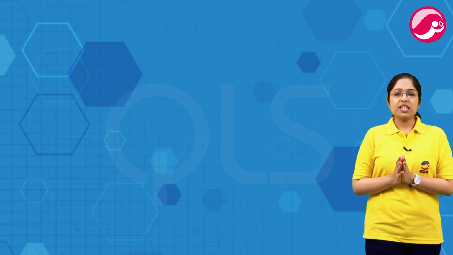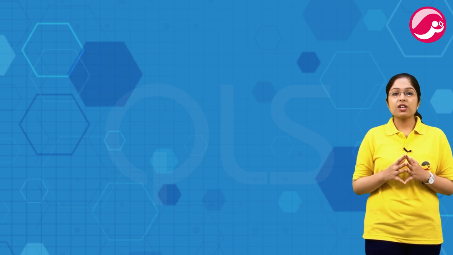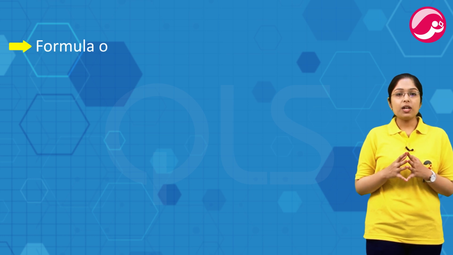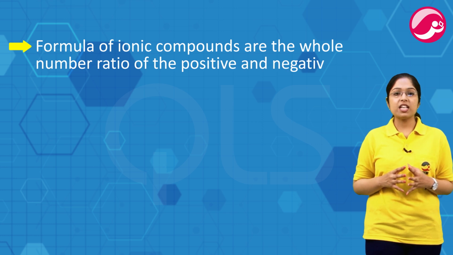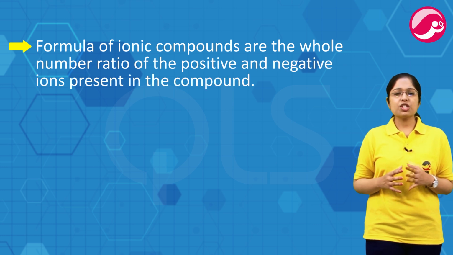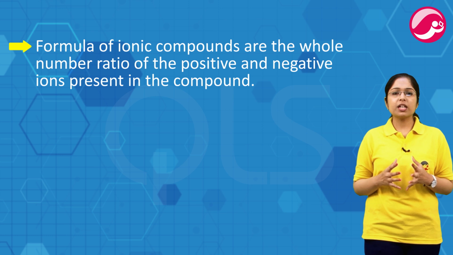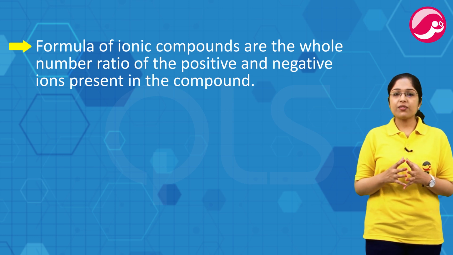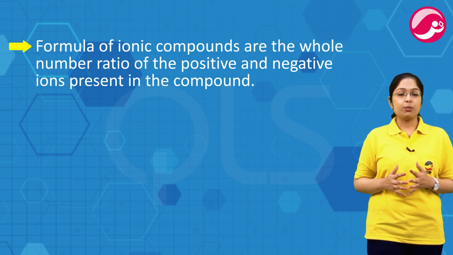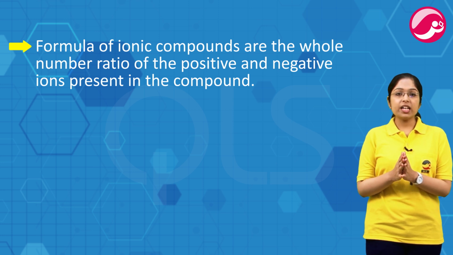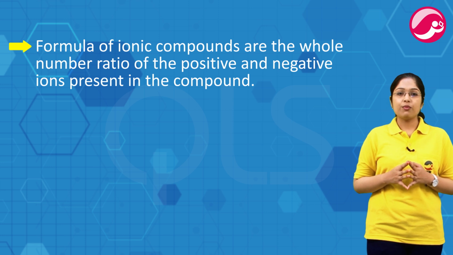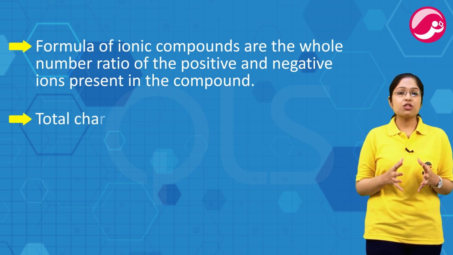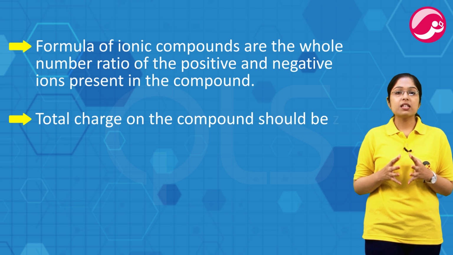Now let's see how we can write the formula of charged ions. Formulas of ionic compounds are whole number ratios of the positive and negative ions present in the compound. Just a few minutes ago I said that किसी भी chemical compound की valency and charge satisfied होना चाहिए, otherwise it will be unstable. So ionic compounds के formula लिखते time हमें उनके charges का ध्यान रखना होगा. We will have to make sure that the total charge of the compound formed should be 0.